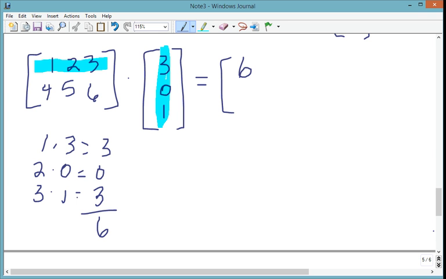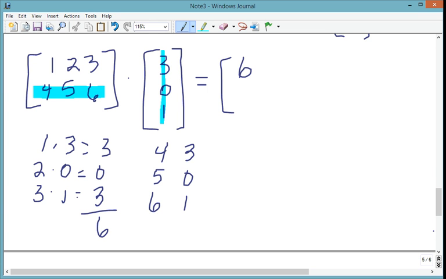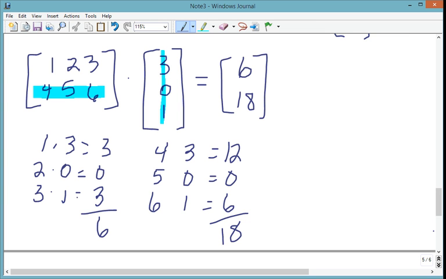Okay? Now we'll do second row, first column. Multiply them, add them, and that goes there. That's all the ones we have, right? I've done all the rows with all the columns. So my answer is this 2 by 1 that's with 6 and 18.